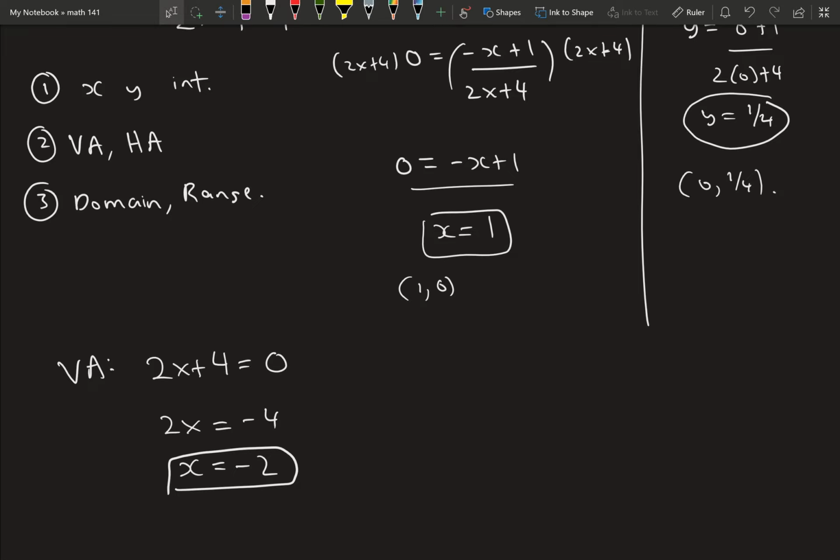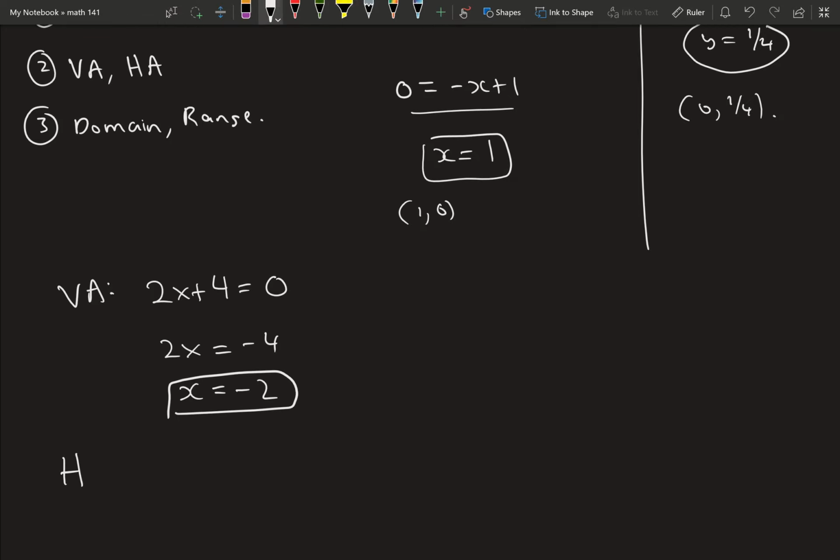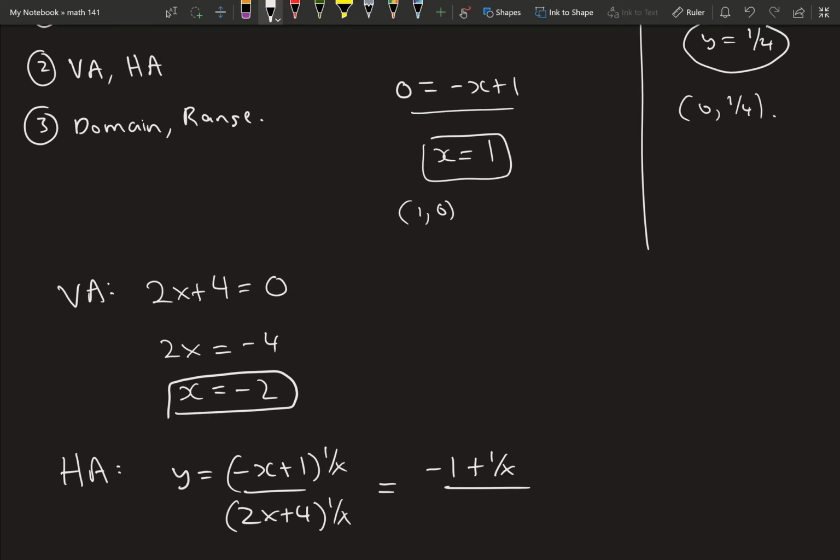For our horizontal asymptote, so we have the equation negative x plus 1 over 2x plus 4. And I'm going to use what I call method 1, where I multiply the top and the bottom by 1 over x. And what does this give me? This gives me negative 1 plus 1 over x divided by 2 plus 4 over x. And now notice what happens.